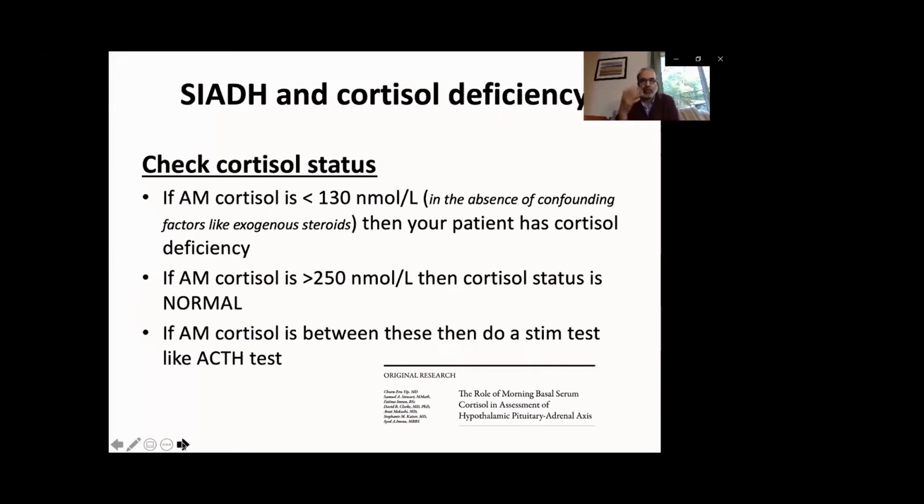We published a few papers on that, so I think most of you may be aware of it. You check the morning cortisol. If the morning cortisol is more than 250 nanomole per liter, your cortisol status is normal. These people do not have adrenal insufficiency. If the cortisol level is really low and there's no other confounding factor like exogenous steroids, then your patient may have cortisol deficiency. And if you're in doubt, you can do a stimulation test. For the most part, this is again relatively rare in my experience.